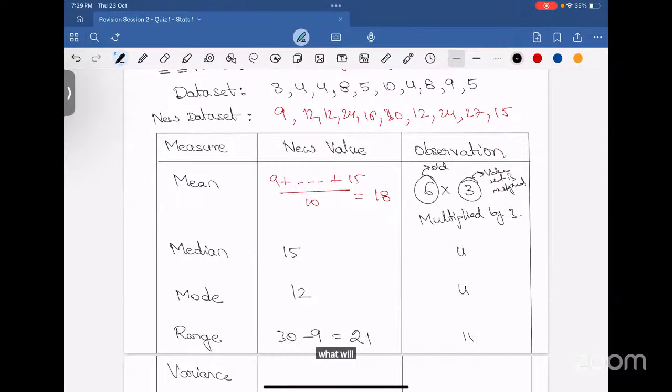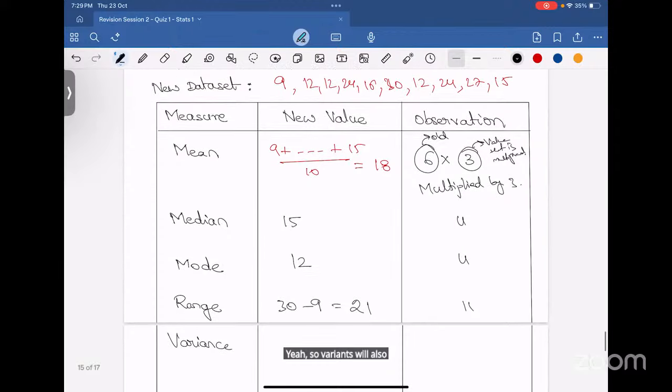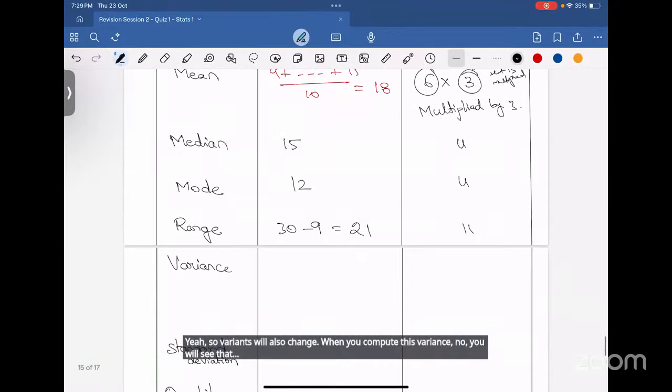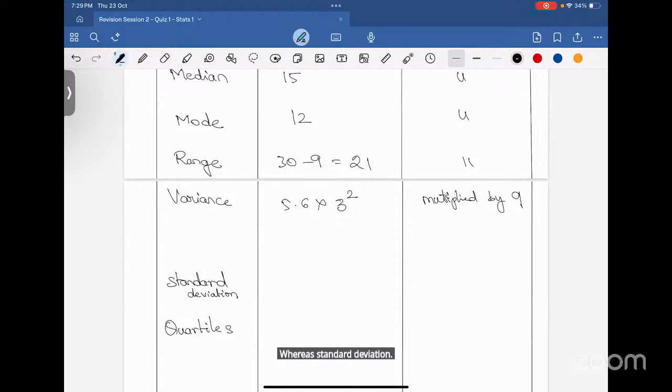What will happen to the variance? A squared unit will be multiplied. So variance will also change. When you compute this variance, you will see that variance will be 5.6 times 9, which is 3 squared. So variance will be multiplied by the square of the number that we multiplied with, which is 9 in this case. Whereas standard deviation is multiplied by 3. It will just be square root of 5.6 into 3.